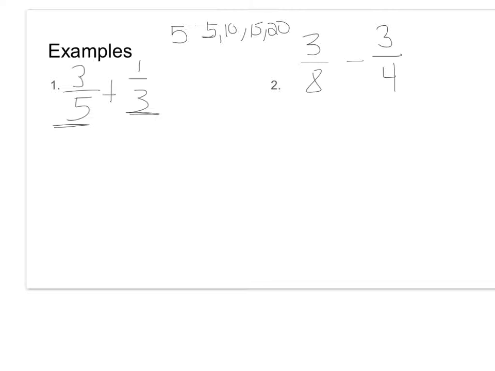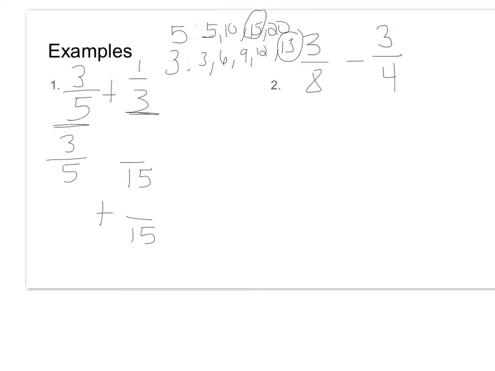Then what are your multiples of 3? 3 times 1 is 3, 3 times 2 is 6, 3 times 3 is 9, 3 times 4 is 12, and 3 times 5 is 15. Oops, I can stop once I find a number in common. So the smallest number they have in common would be 15. I need to rewrite these fractions to have a common denominator.